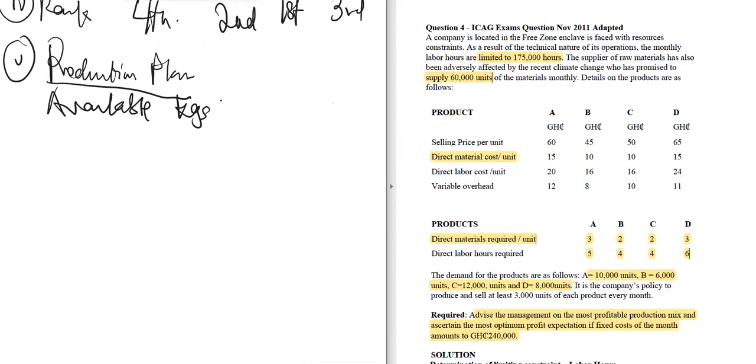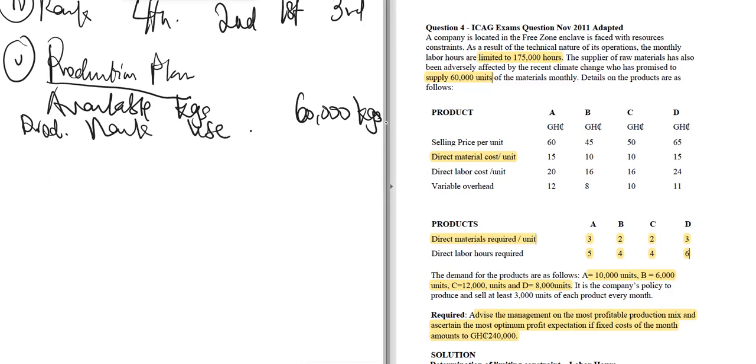We actually require 60,000 kgs for production. Also, if we require 60,000 kgs for production, we take the product, we take its rank, and we take its use or utilization. So which one was first in ranking? I think it was product D. Which was first? C, sorry. C was first in ranking.